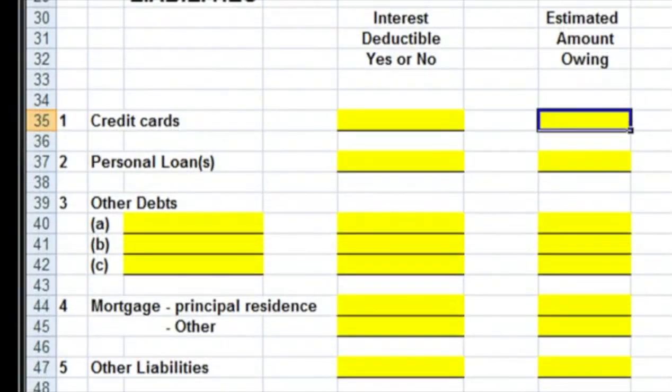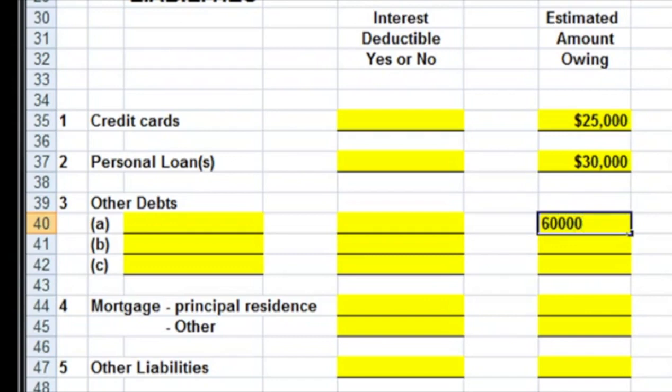Next, we'd like to list their liabilities. And the first line is their credit cards, and this couple are doing what most people are doing. They're running up their credit cards, and they owe $25,000. In terms of personal loans, they have loans that they owe to family members of $30,000. In terms of some of their other debts, they have a personal line of credit on their home of $60,000.